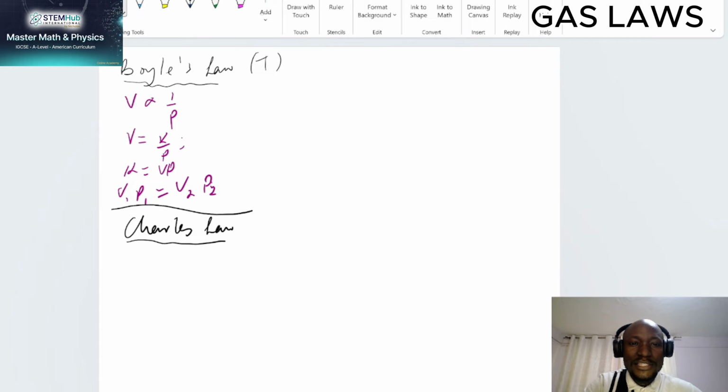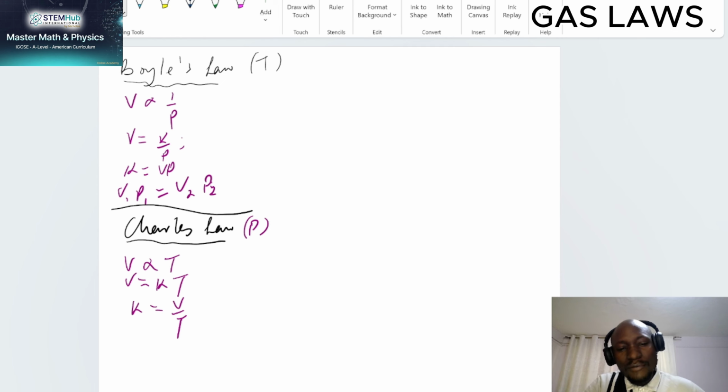And we said in Charles' law, pressure is constant. Therefore, we compared volume and temperature and we discovered that volume is directly proportional to temperature. So if we remove the proportionality sign, introduce a constant, we can say K is equal to V over T. And if you have a comparison of two media, maintaining Charles' law, we shall have V1 over T1 is equal to V2 over T2.